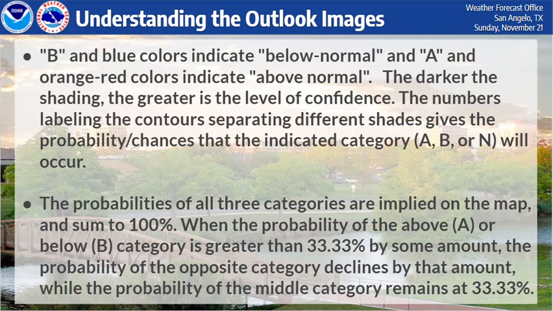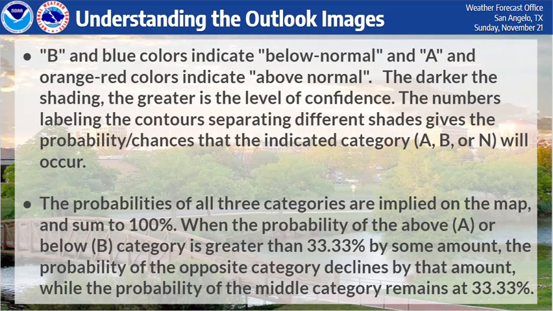The probabilities of all 3 categories are implied on the maps and sum to 100%. When the probability of the above or below category is greater than 33.33%, by the same amount, the probability of the opposite category declines by that exact amount, while the probability in the middle category remains at 33.33%.